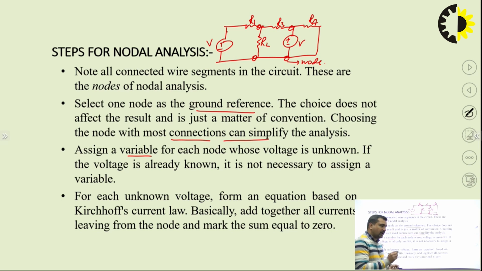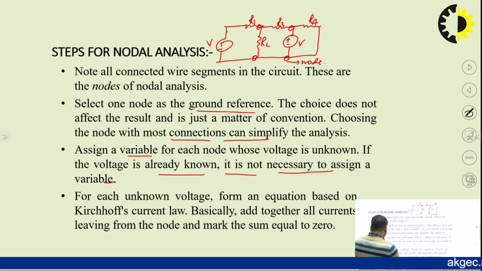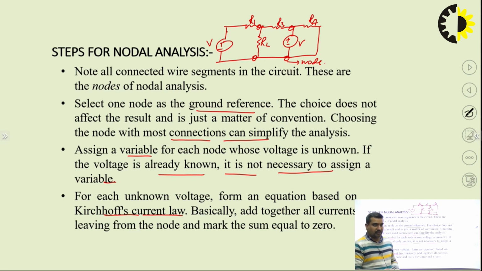So the first step is to consider a reference node that has the maximum connected branches, and then we assign a voltage variable to the unknown nodes. If a voltage is already known, then it is not necessary to assign a variable for that particular node. For each unknown voltage, form an equation based on Kirchhoff's current law, that is, KCL.